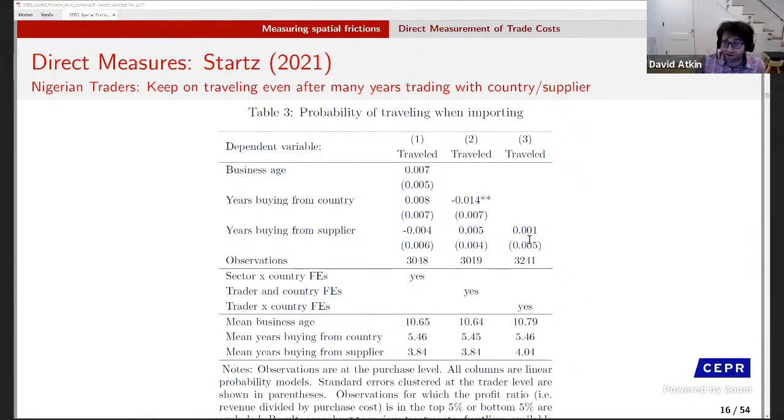Okay, and this is very surprising in terms of we would think that these contracting problems are alleviated substantially the longer your relationship is. You've built up a reputation and there's a repeated game here. And so you'd think that you would be able to trust them more and you travel less over time. And so that's a pretty stark finding.